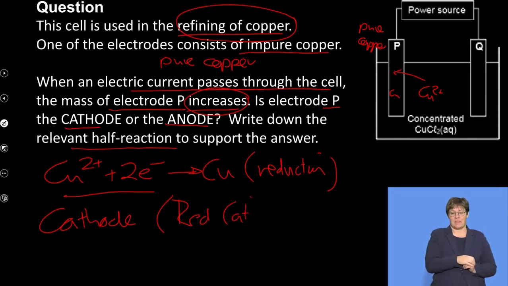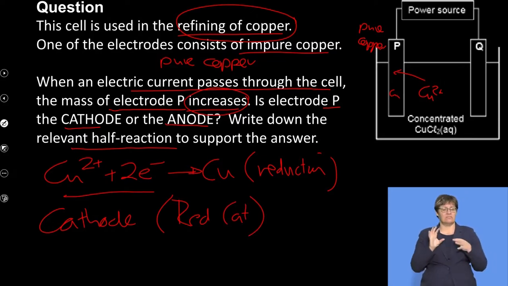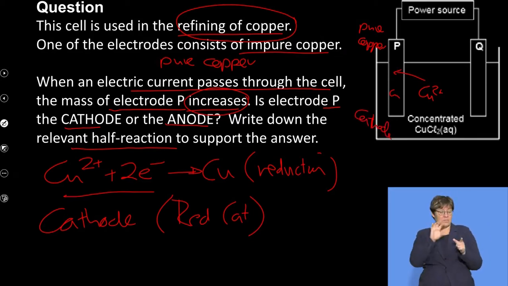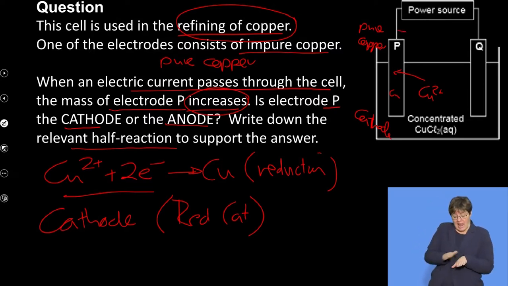So, very interesting. For this answer then, we've got the relevant half reaction. We recognize that this is the cathode. So let's just put that in. So we've got it. And more important to recognize, this, because it's attracting the copper ions, must be negative, which means that terminal must be positive.